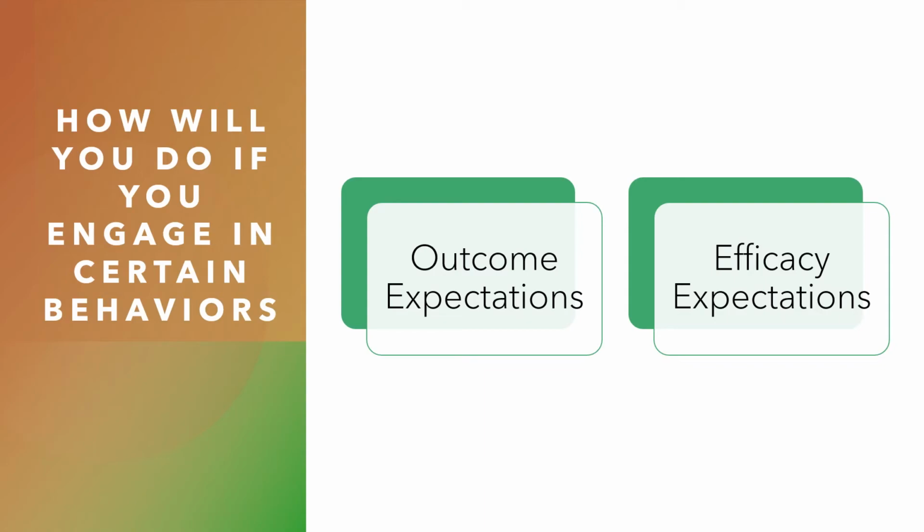There are two kinds of expectancy beliefs. The first one is outcome expectation and the other one is efficacy expectation. Outcome expectations are beliefs that certain behaviors will lead to certain outcomes, and efficacy expectations are beliefs about whether one can effectively perform the behavior necessary to produce the outcome.